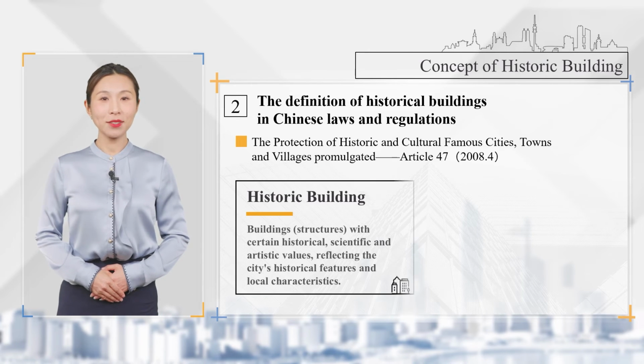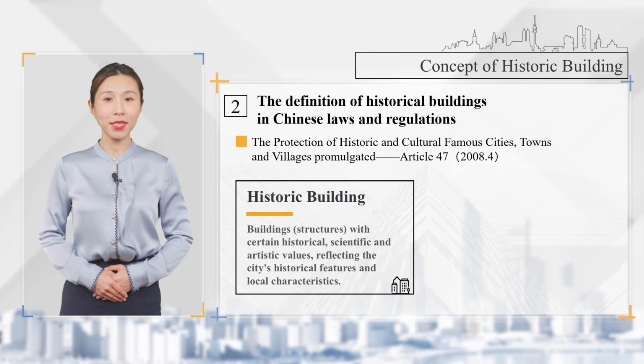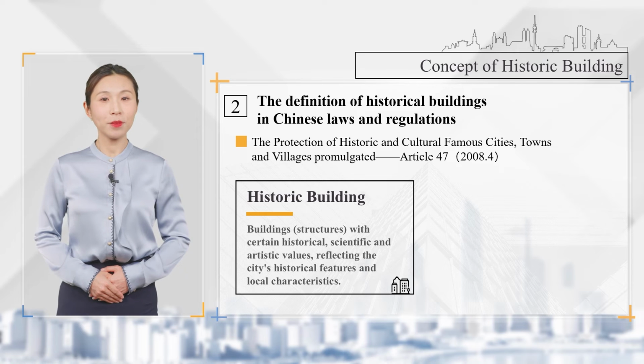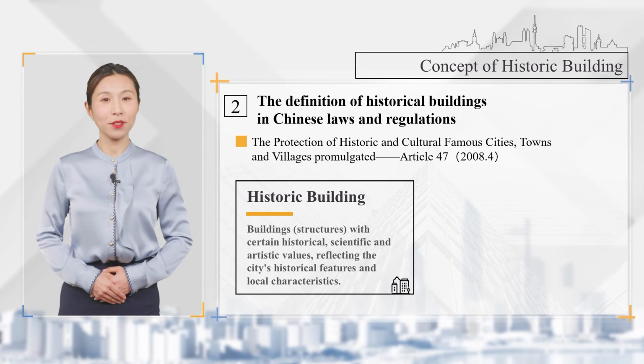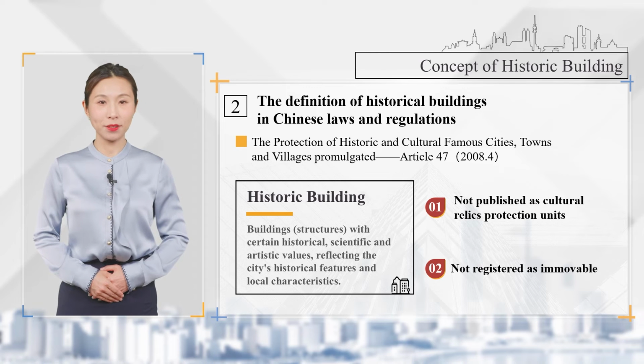The regulations on the protection of historic and cultural famous cities, towns, and villages, promulgated in 2008, define historic buildings as buildings and structures with certain protection values reflecting historical features and local characteristics, not published as cultural relics, protection units, and not registered as immovable cultural relics.